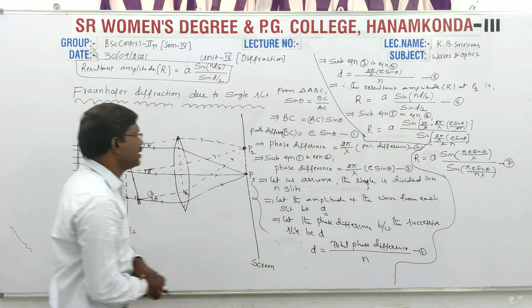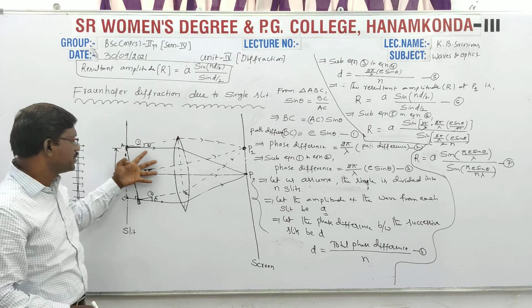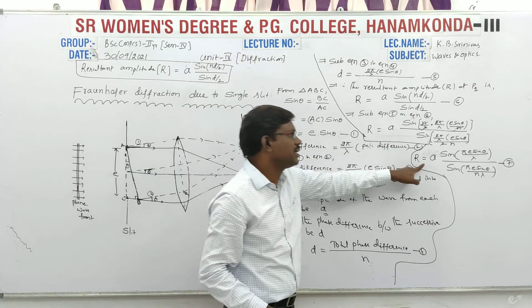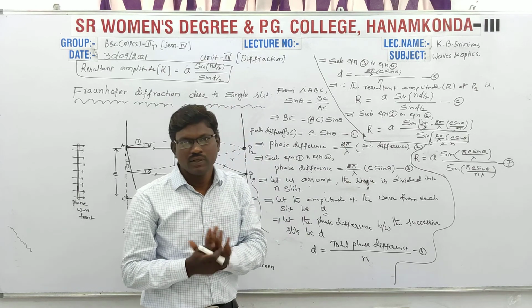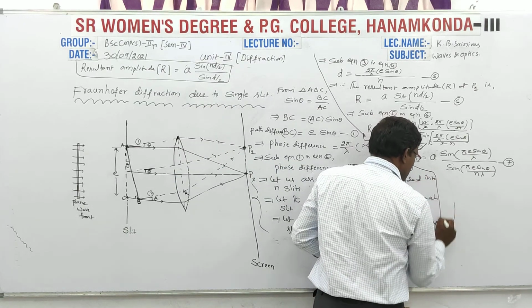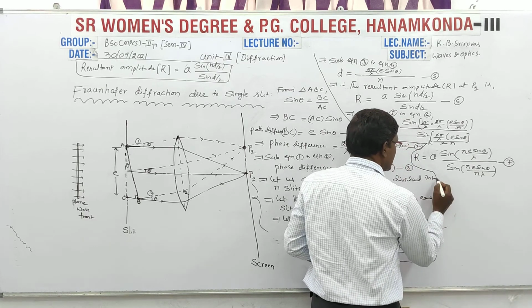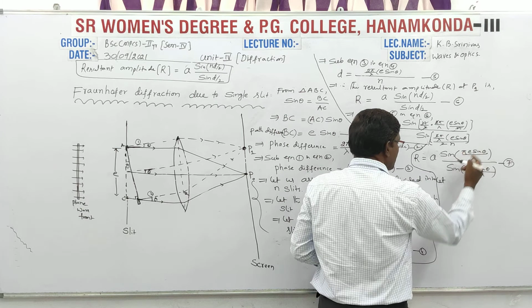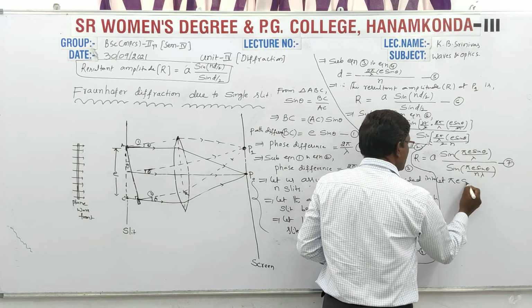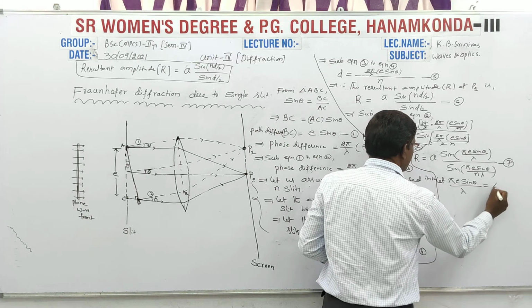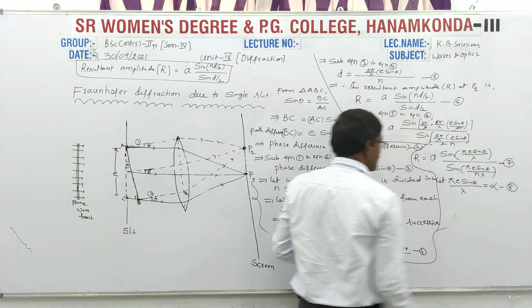I have calculated the resultant amplitude due to n waves at P1 as equation number 7. To solve equation 7, let us consider, and this is a very important step, let pi e sin theta by lambda be some alpha.